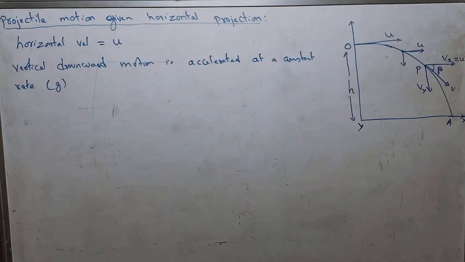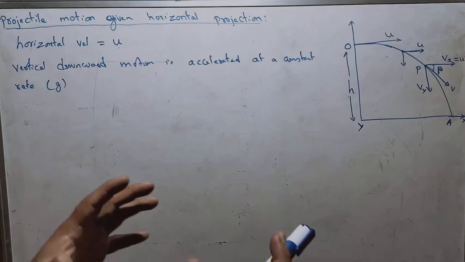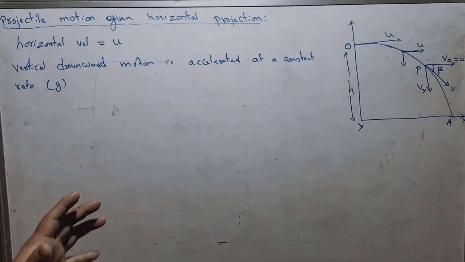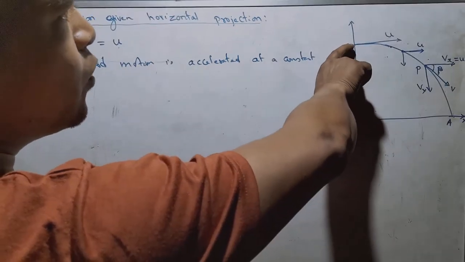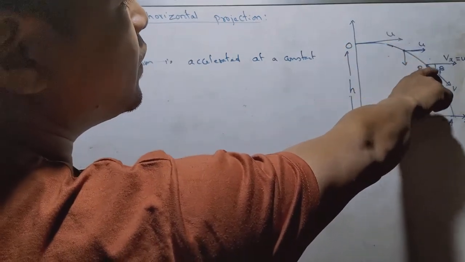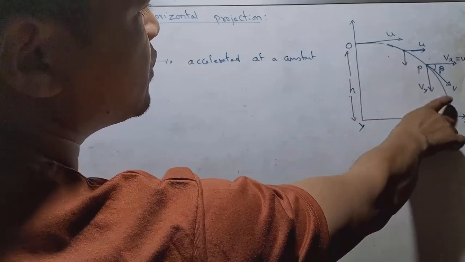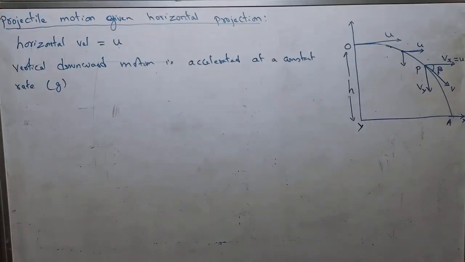Because of the combined effect of two types of motion, horizontal and vertical, the body will move along this path O, P, A. So this is the path which is followed by the projectile.